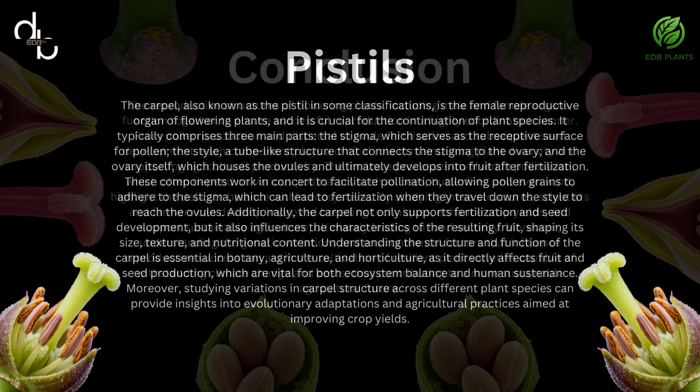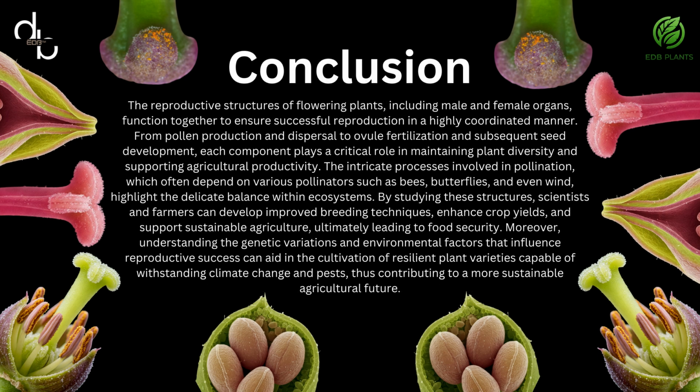The reproductive structures of flowering plants, including male and female organs, function together to ensure successful reproduction in a highly coordinated manner. From pollen production and dispersal to ovule fertilization and subsequent seed development, each component plays a critical role in maintaining plant diversity and supporting agricultural productivity. The intricate processes involved in pollination, which often depend on various pollinators such as bees, butterflies, and even wind, highlight the delicate balance within ecosystems.